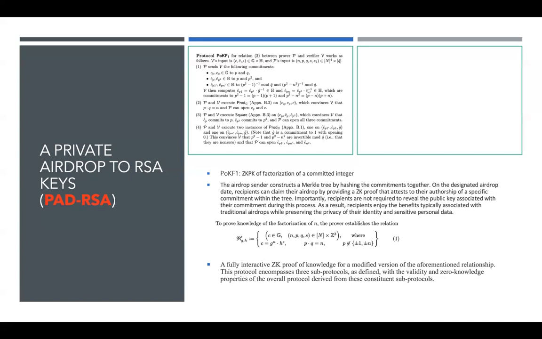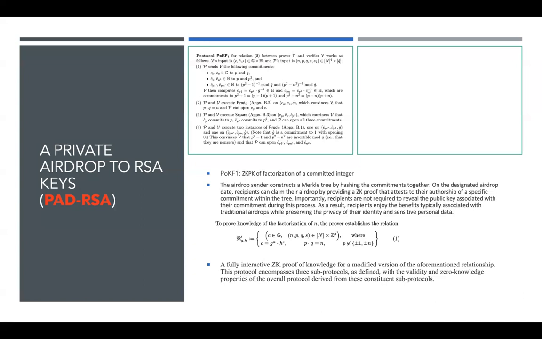Here we present a fully interactive ZK proof, zero-knowledge proof of knowledge, for a modified version of the factorization relation. As shown in the top picture of the slides, this protocol encompasses the three subprotocols as defined, with the validity and zero-knowledge properties of the overall protocol derived from these constituent subprotocols.